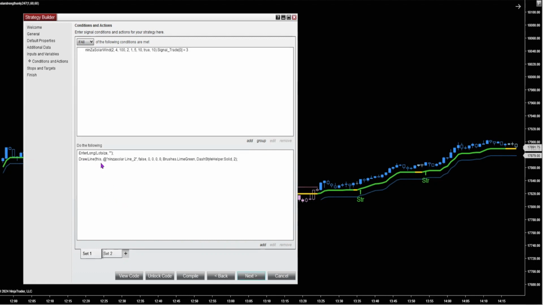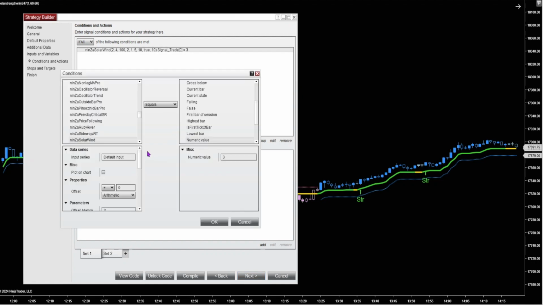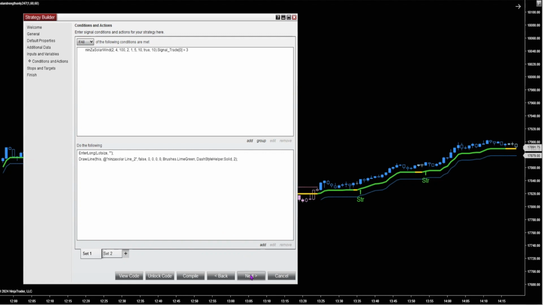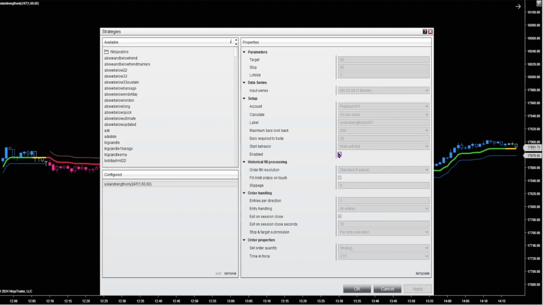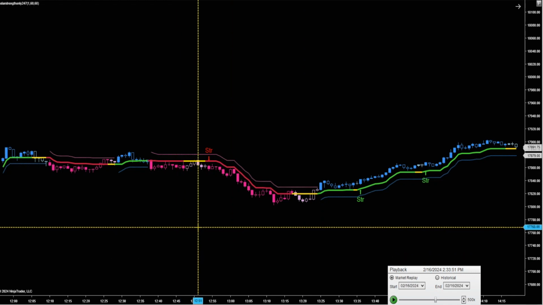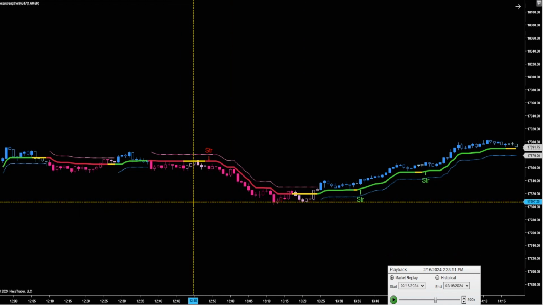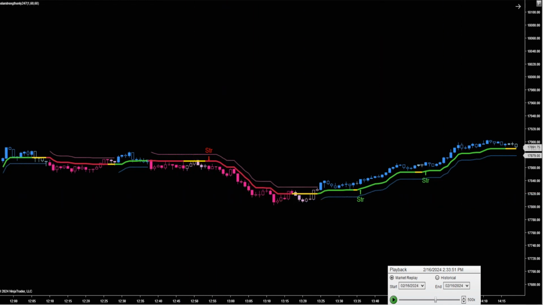And for my long set, I want to do the same thing. Solar wind, value plot, signal trade, equals +3, just regular 3. And that's it. So now I can attach that strategy to this chart, enable it for my playback account so I can double check that it's actually catching these signals. And then we'll go back to right before 1 o'clock and see if it's gonna fire off these signals like it should.